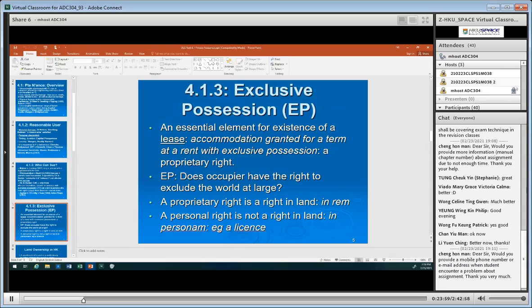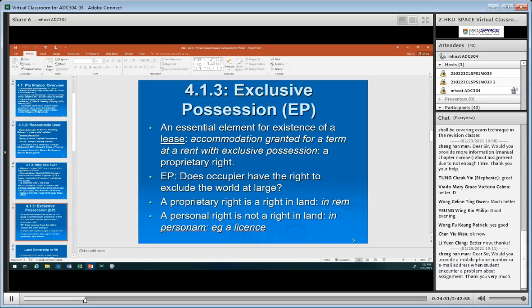Again, usually if you have a legal interest in land, you do have exclusive possession of the property. What is exclusive possession? It's you have control and dominion over the property so that nobody can be on the property without your permission, okay? And this exclusive possession is an essential element in a lease, which is accommodation granted for a term at a rent with exclusive possession, okay?